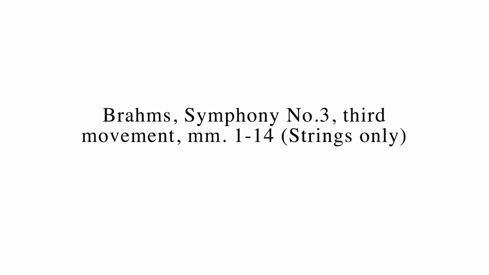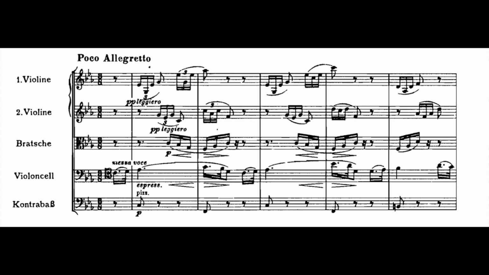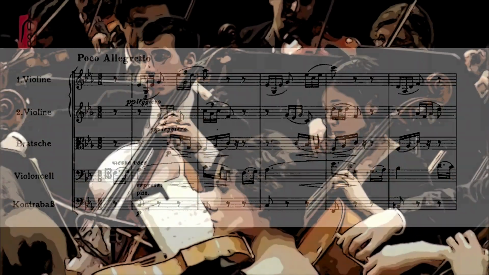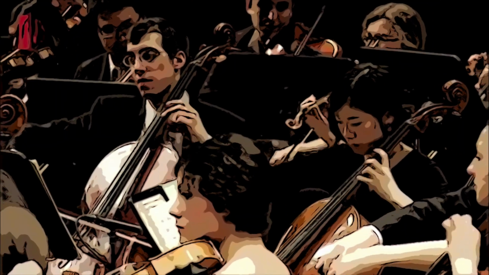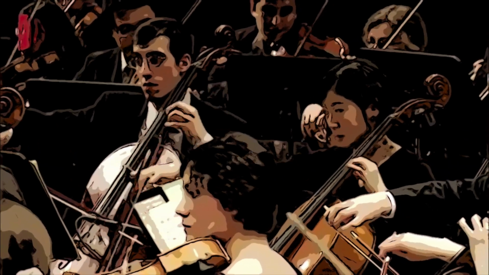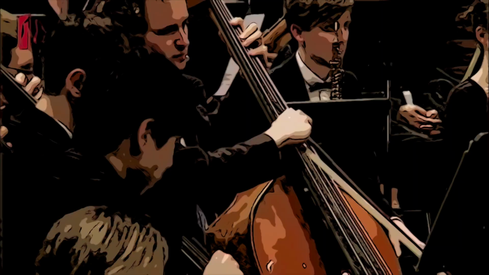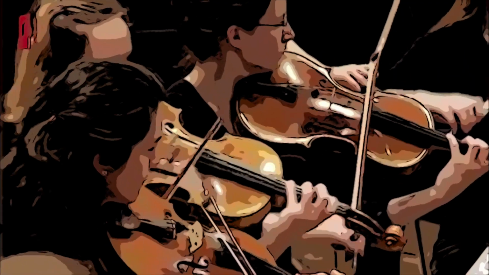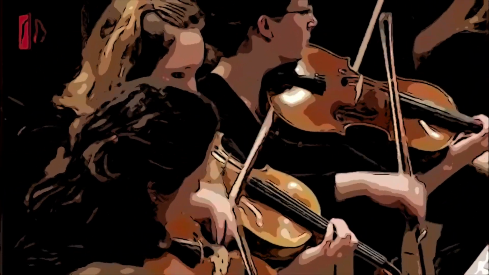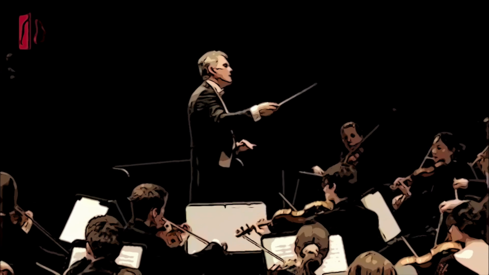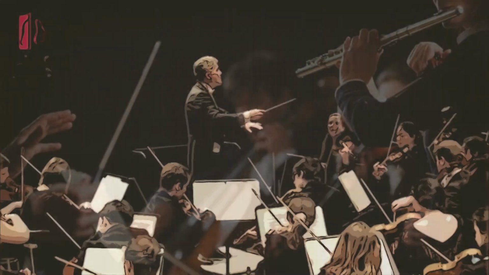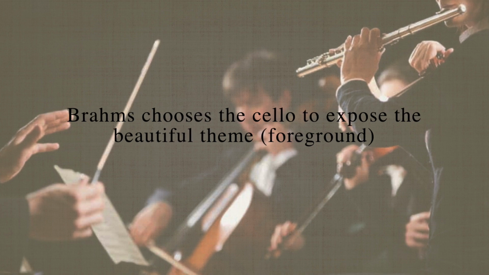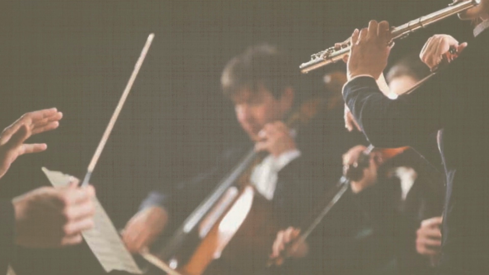Let's look at Brahms' Symphony No. 3, third movement. Brahms chooses the cello to expose the beautiful theme, foreground, surrounded by the remaining strings as background.